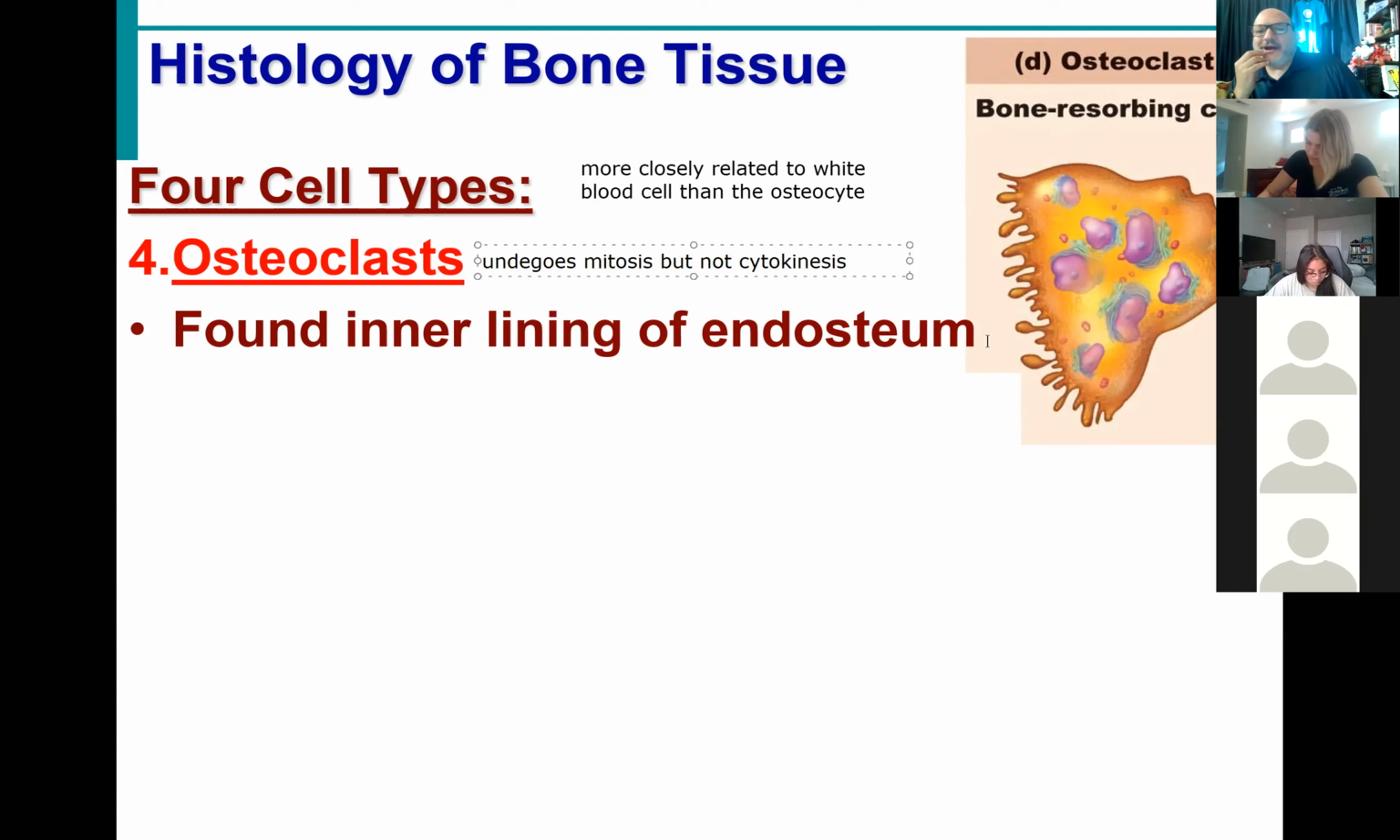And notice one other thing about this. This cell, and I'm going to go ahead and use my highlighter to emphasize it on the picture, has this big, huge, ruffled border where it has this massive scalloped edge. And what's the advantage of having this huge scalloped edged or ruffled border? Increased surface area. Increases the surface area, absolutely. It increases surface area.